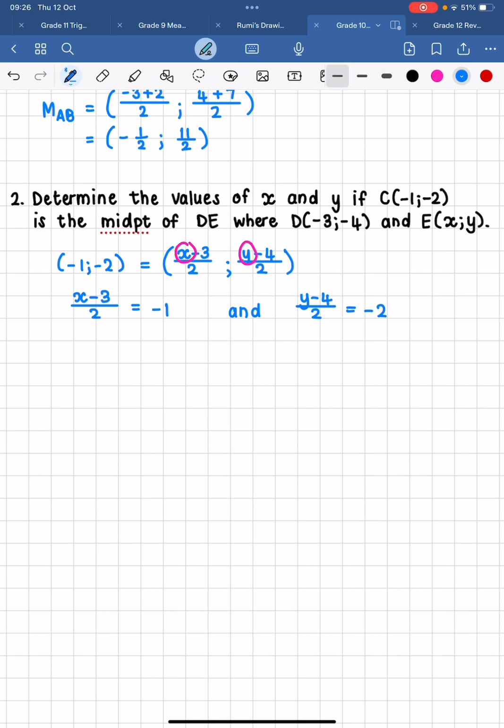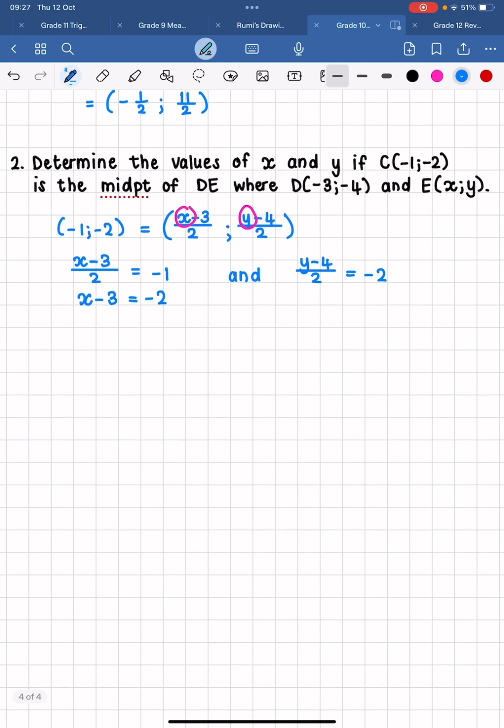And now we can solve these 2 separately. All right, on both sides, how do I get rid of that 2? By multiplying by 2 on the other side, all right? So I'm going to be left with x minus 3 equal to -1 times 2, which is -2. And then to get x on its own, what's the opposite of subtracting 3? Adding 3. So -2 plus 3 is going to be 1.